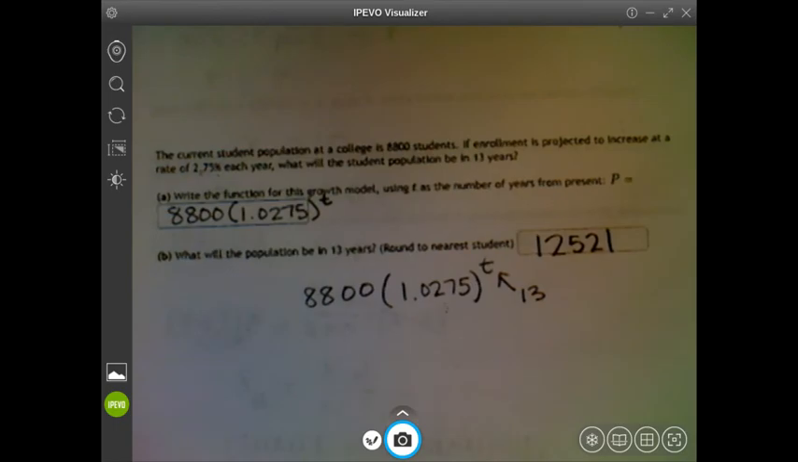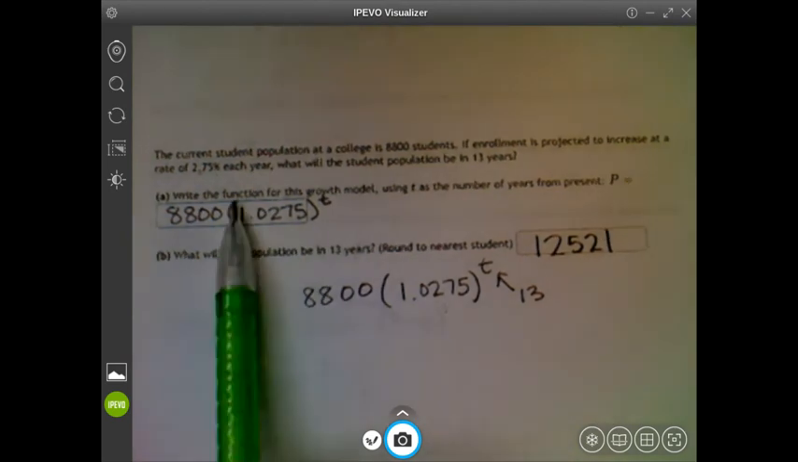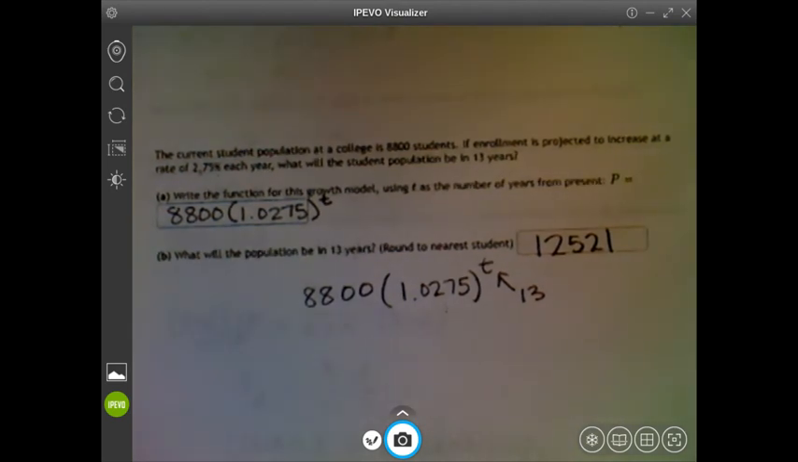All right, so that one was a little bit more complicated because, yes, you had to write the equation here. But you're using exponential growth in this case. All right, here is the next one.